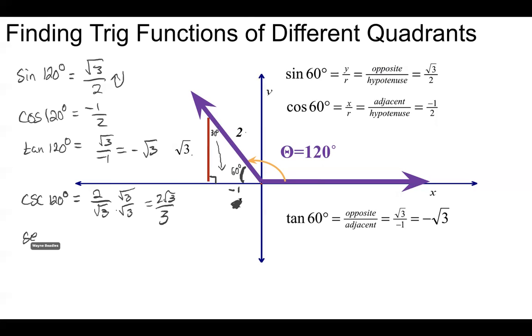And secant of 120 is -2. And cotangent of 120 is -1 over square root of 3. And so we rationalize it, must rationalize.